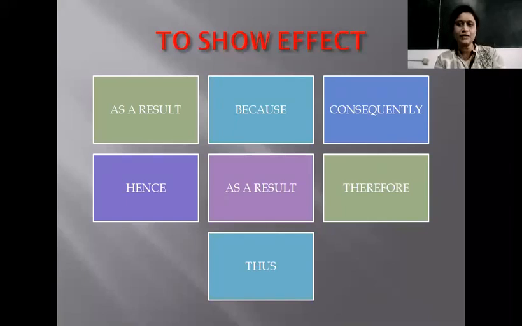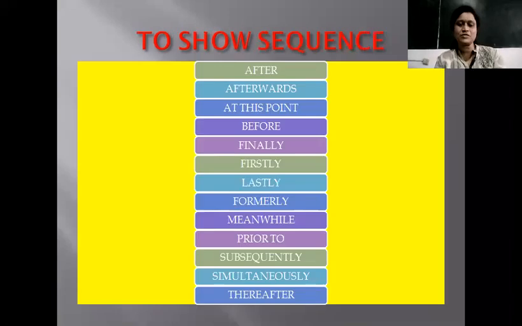Now let us look into one more set, that is sequence, to show sequence. What time an action takes place, whether it takes place now, then. For example, you are preparing something, maybe you're preparing a simple omelette. So you are using sequential linkers there.